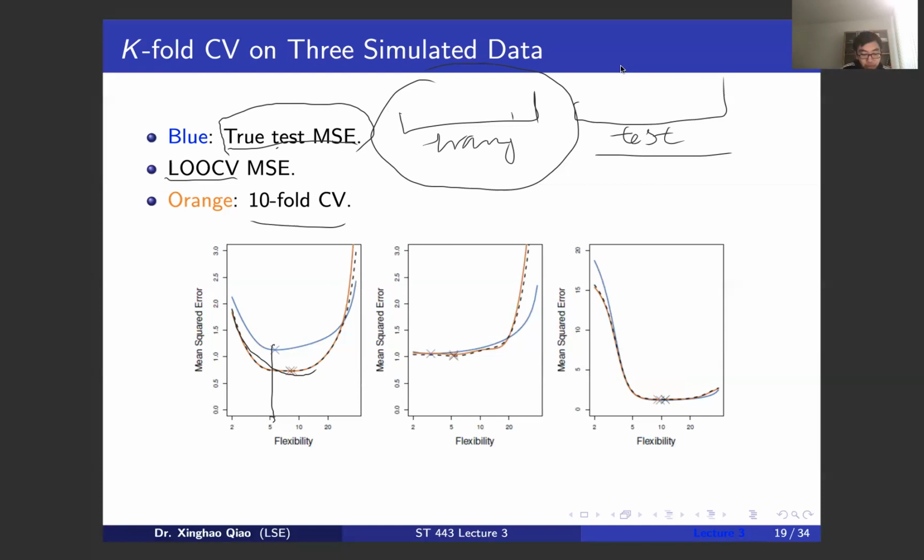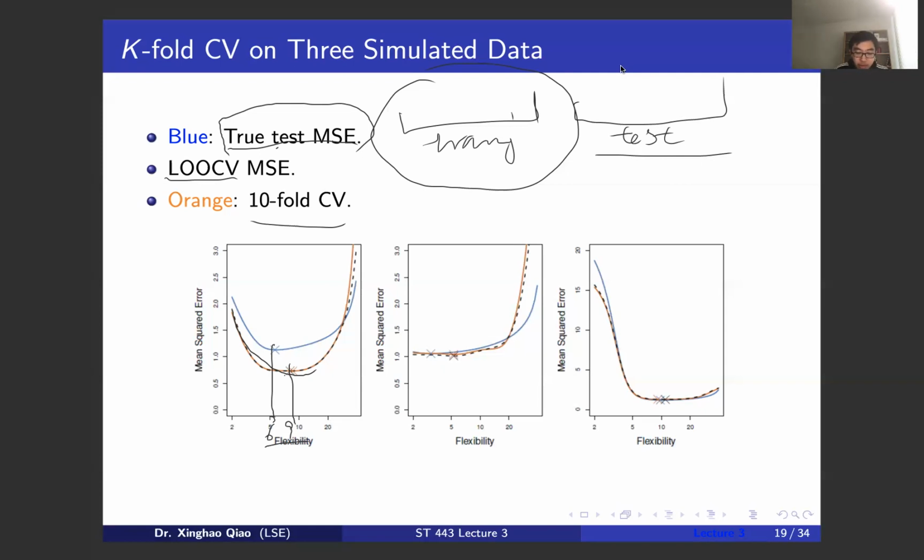You can see that the minimum point by either the LOOCV or the tenfold cross validation, they are very close. And they are not very far away from the minimum point by the true test MSE. So here, these values are around 9 here and the 6. So 6 is not very far from 9, but it is slightly different. Okay, so that's the first simulation example.